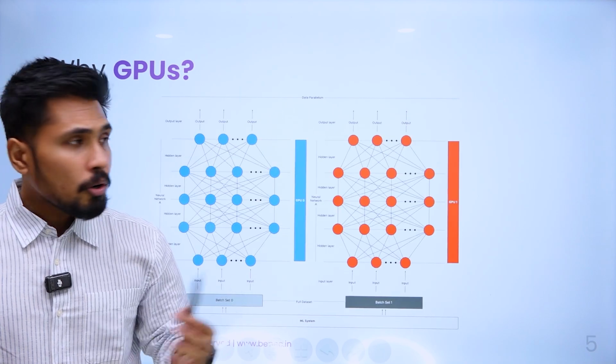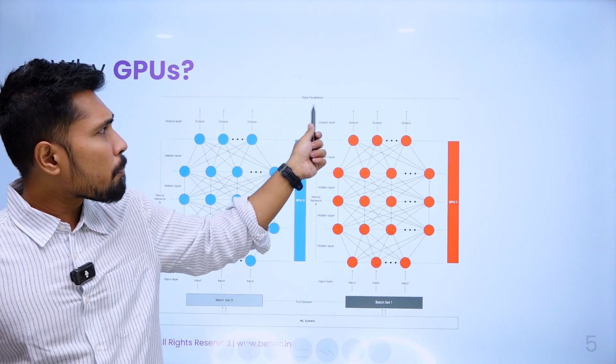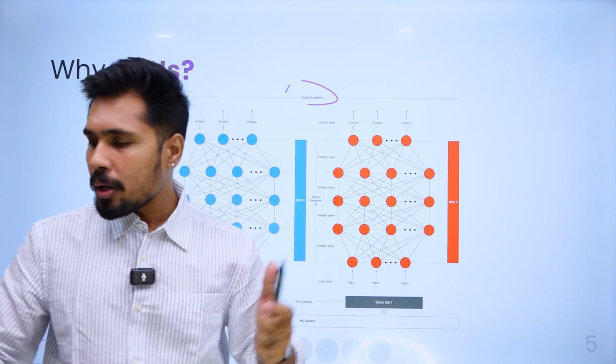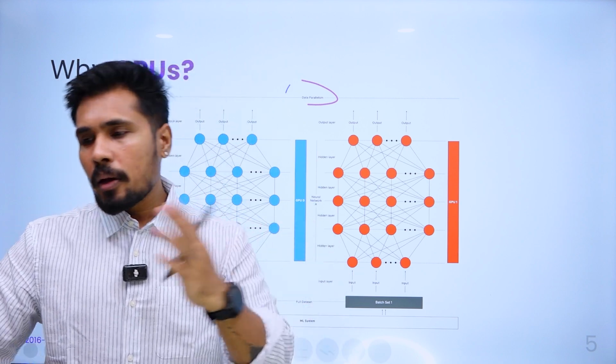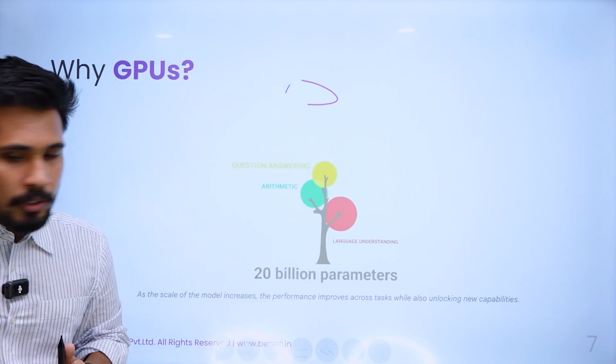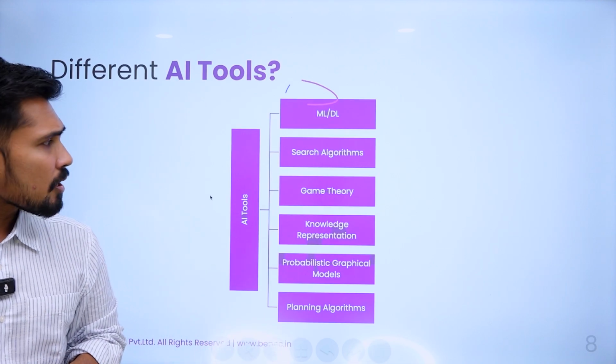Now, within your GPU computing, we got data parallelism. So you can do parallelism based on data, or you are able to do model-wise parallelism. We'll be discussing them as we move ahead. And then we discussed this 8 billion parameters. And now these are different AI tools.